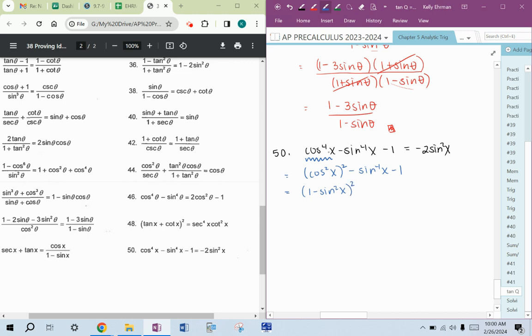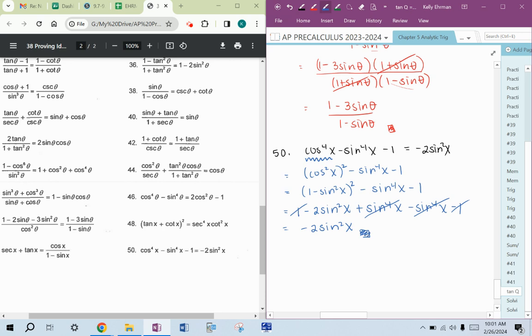So notice that's not the same as me just saying, oh, that's equal to 1 minus sine to the fourth. That's not true. It's 1 minus sine squared, squared, minus sine to the fourth minus 1. All right, now if we go ahead and square this out, we would get 1 minus 2 sine squared x plus sine to the fourth x minus sine to the fourth x minus 1. Positive 1 and minus 1 add up to 0. Positive sine to the fourth minus sine to the fourth adds up to 0. And that's how I'm left with negative 2 sine squared x.